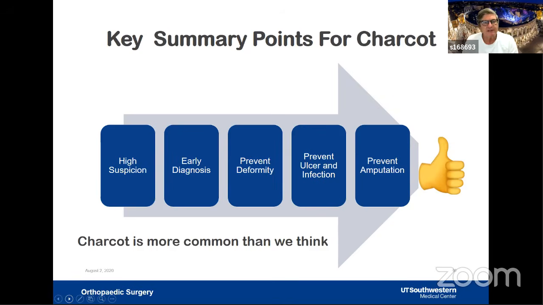And I want you to remember that Charcot is more common than we think. Patients present because they have neuropathy. They may not present because of that. We may not see them. They may heal on their own. So it's more common than we think.